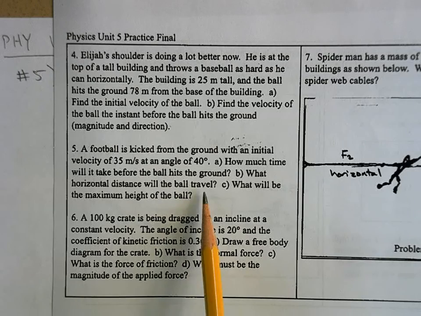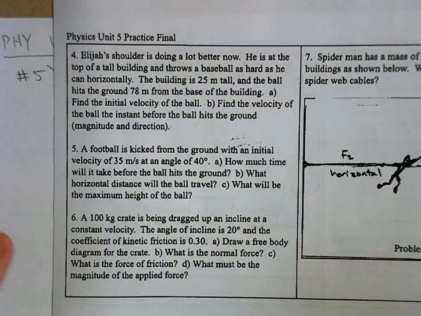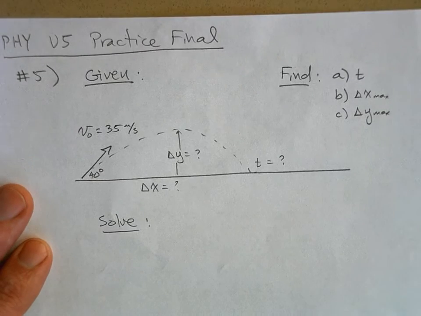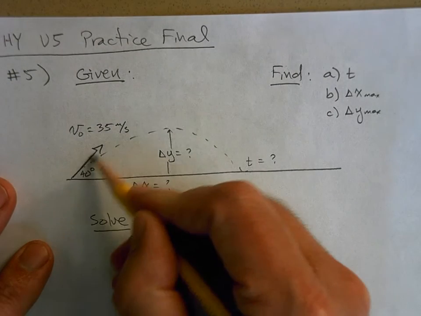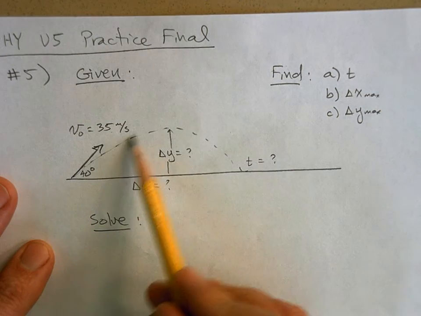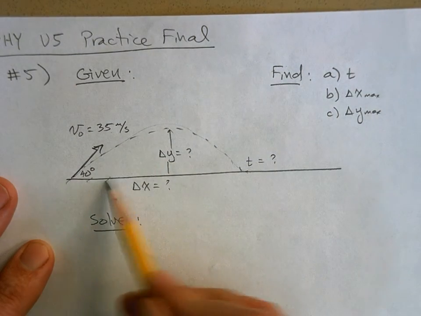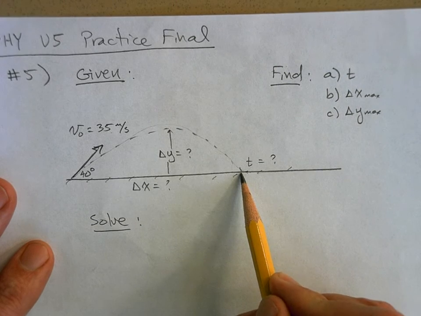What horizontal distance will the ball travel? What will be the maximum height of the ball? Very typical kickoff kind of problem. So here I've already written it up. We've got an initial velocity of 35 meters per second. It's going to go up and down, and it's going to land at the same height it was kicked from.